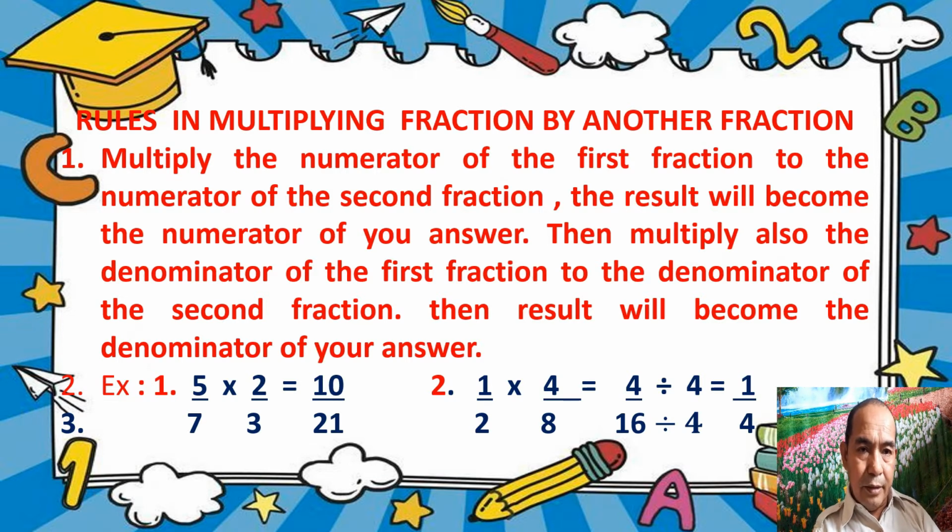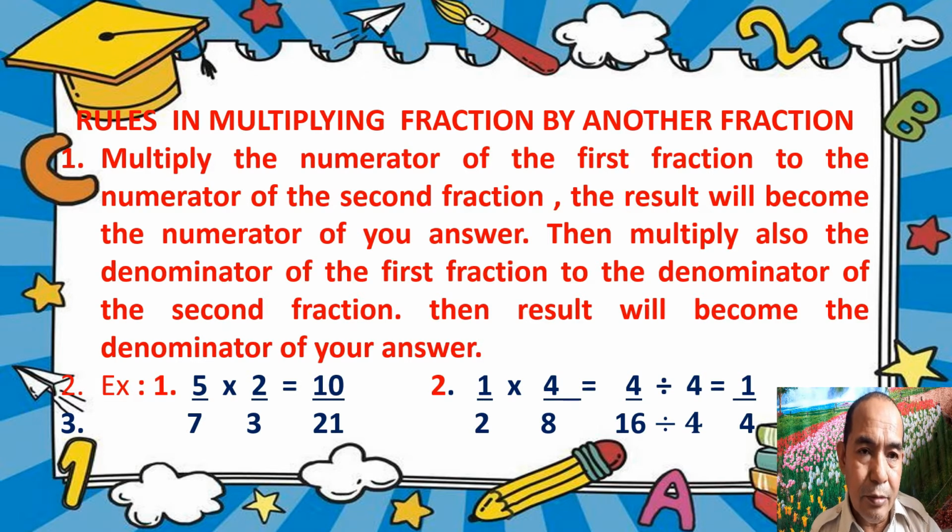Okay, let us now take on the rules in multiplying a fraction by another fraction. Rule number 1. To multiply a fraction by another fraction, multiply the numerator of the first fraction to the numerator of the second fraction. Then the result will be the numerator of your answer. Next, multiply also the denominator of the first fraction to the denominator of the second fraction. Then the result will be the denominator of your answer.